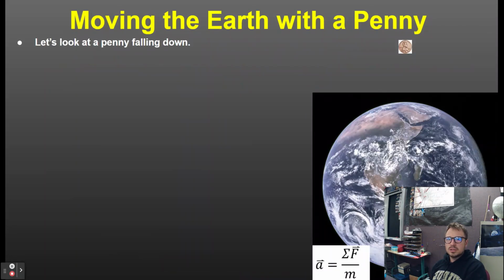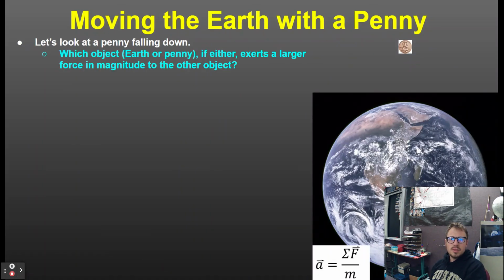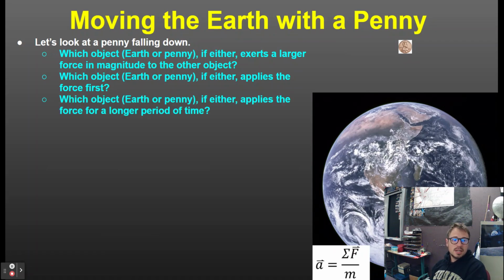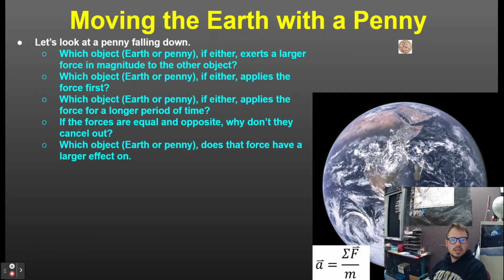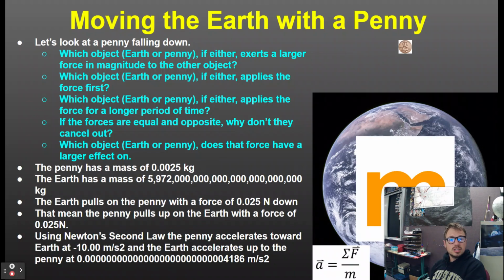So this one's kind of a cool little trick. Which object, the Earth or the penny, exerts a larger force in magnitude? Well, we know Newton's third law says that they are equal in magnitude. They're simultaneous. They apply the force at the same time. They're opposite and equal. They don't cancel out because one force is acting on the penny, one force is acting on the Earth. But obviously that force is going to have a larger effect on the penny because it has a much smaller mass.